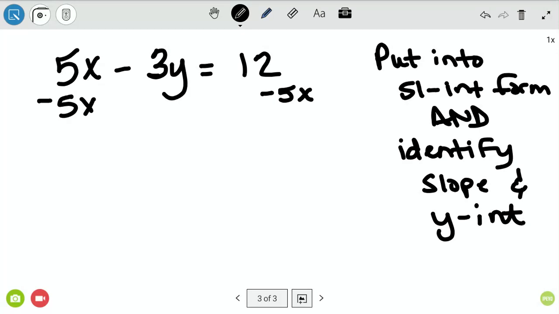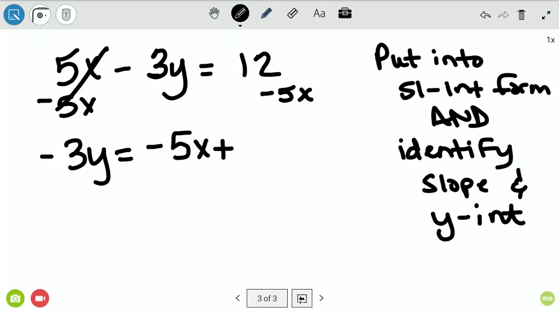I always kind of do the memory trick of marriage, or multiply is like marriage. Once you get married, you're one. So when you're moving the 5 and the x, they move together because they're married together right now until we divide them off. All right, so I've moved that to the other side, so I'm left with negative 3y equals, which one am I going to write first, the 12 or the negative 5x? Yes, we're going to write the negative 5x first because we always want that x value written first.